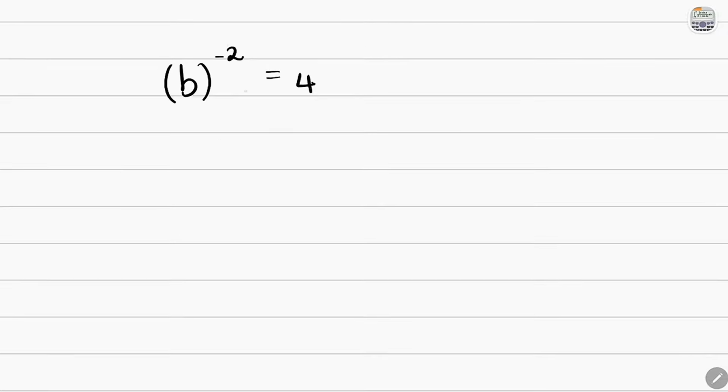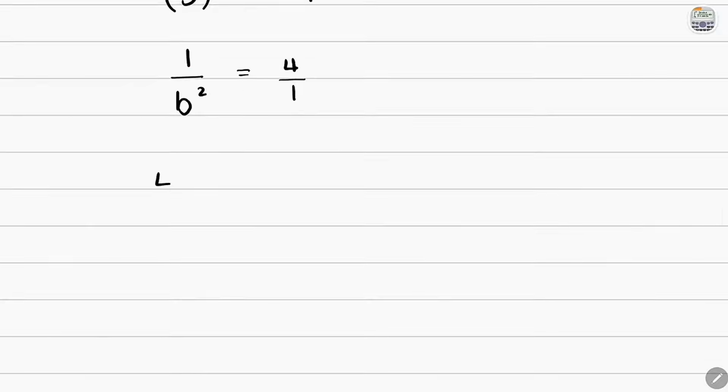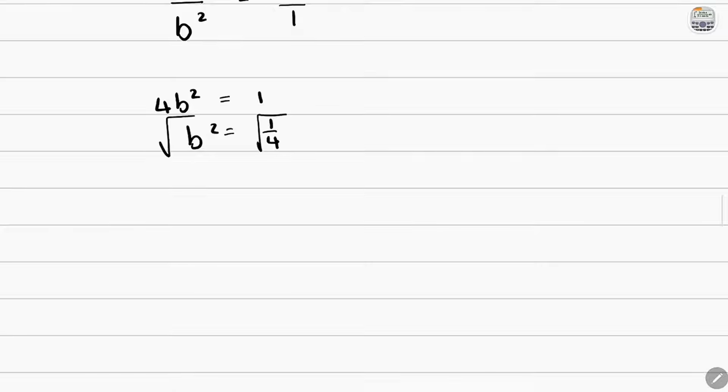At this point, we can just rewrite this so that it has a positive exponent. Right now, it has a negative exponent, but it's in the numerator. So we'll bring it down to the denominator, and now it is b squared in the denominator, and the numerator is 1, the coefficient that was still there, that invisible 1. This is equal to 4, and then we can cross multiply. This has a denominator of 1. Cross multiply, and we have 4b squared is equal to 1, and then divide both sides by 4, b squared equals 1 over 4, and then finally square root both sides.